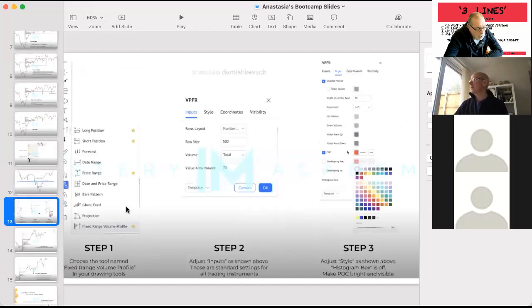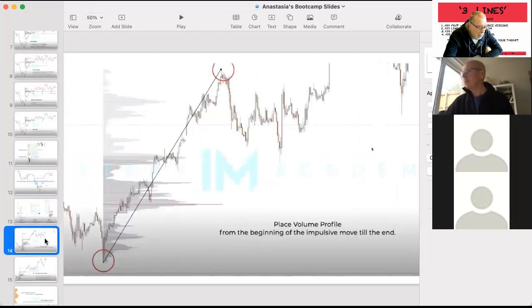Right, so these are just where she gives us her settings for the volume profile. This is the volume profile fixed range, which is the free one that everybody's got. She does it slightly different to Jeff. She's talking about a row size of 500, but she's still talking about value area volume of 70. So I don't think we need to dwell on that.